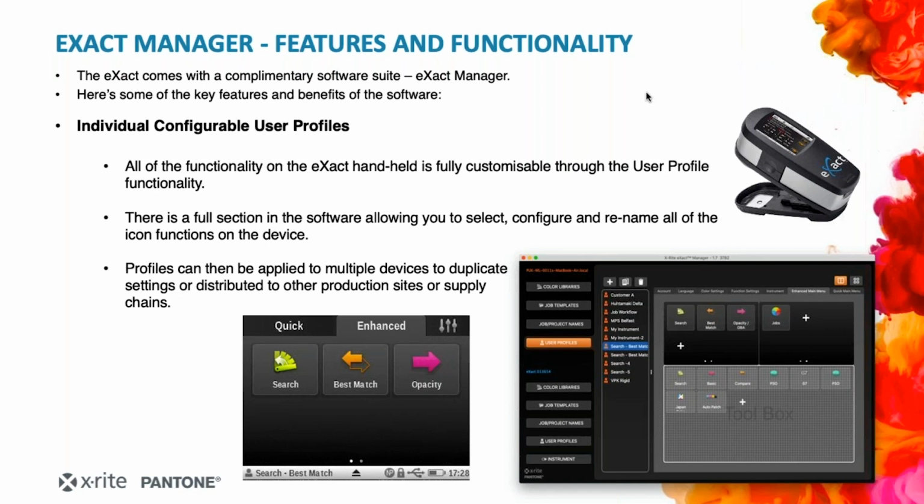All of the icons that you see on the left-hand side could all be renamed if necessary, if you've got a certain naming convention you want to keep to. And then what you can also then do, simply drag and drop this user profile onto the device, same way as you would synchronize a color library. Okay. What have I done? I've taken all of those settings and I've put them directly on the device.